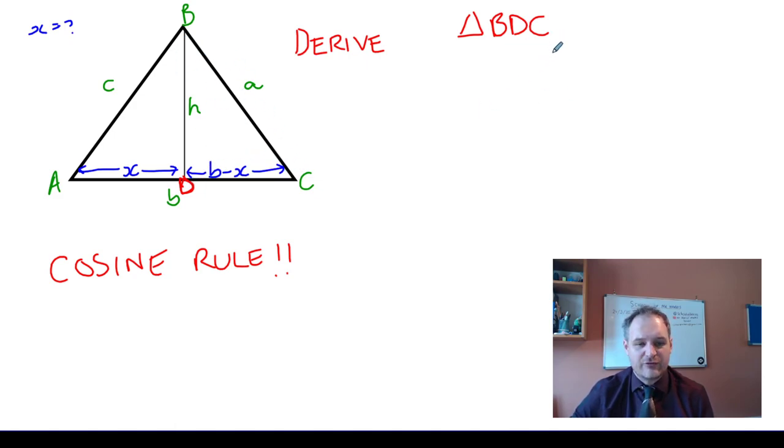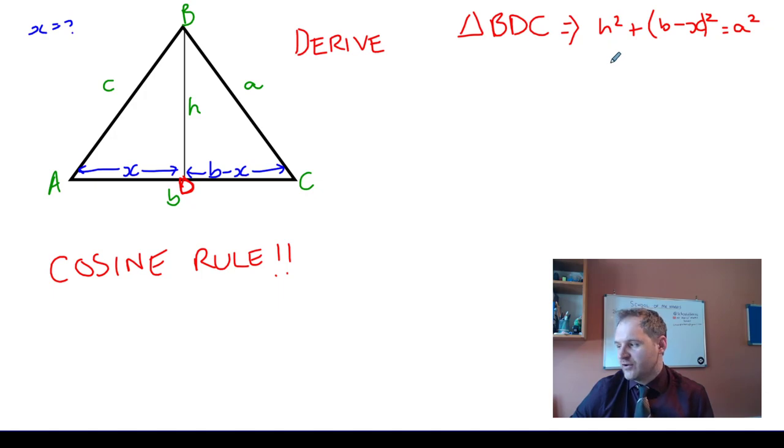Now using Pythagoras' theorem, we know that this side squared add this side squared makes this side squared. So we know that h squared plus (b minus x) all squared equals a squared. That's just Pythagoras' theorem, which we know.